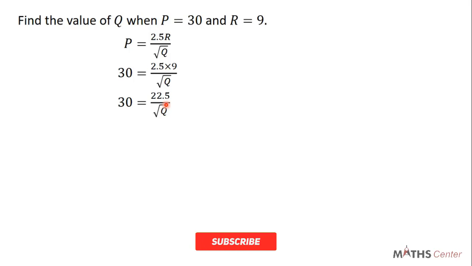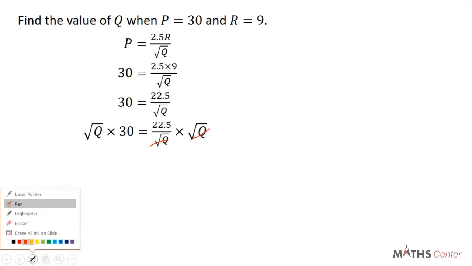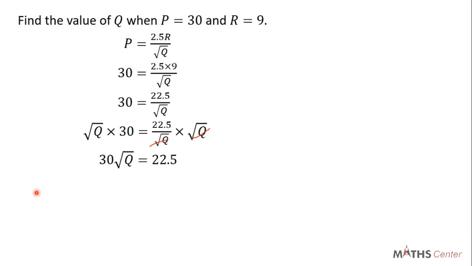To help us find Q, I'll multiply the left hand side by square root of Q and the right hand side by square root of Q. If we do that, we can see that square root of Q and square root of Q here will cancel. So we are going to have square root of Q times 30. From the videos on sets, we learned that this can be written as 30 square root of Q, and this is equal to 22.5. So I will divide the left hand side here by 30 and the right hand side by 30.